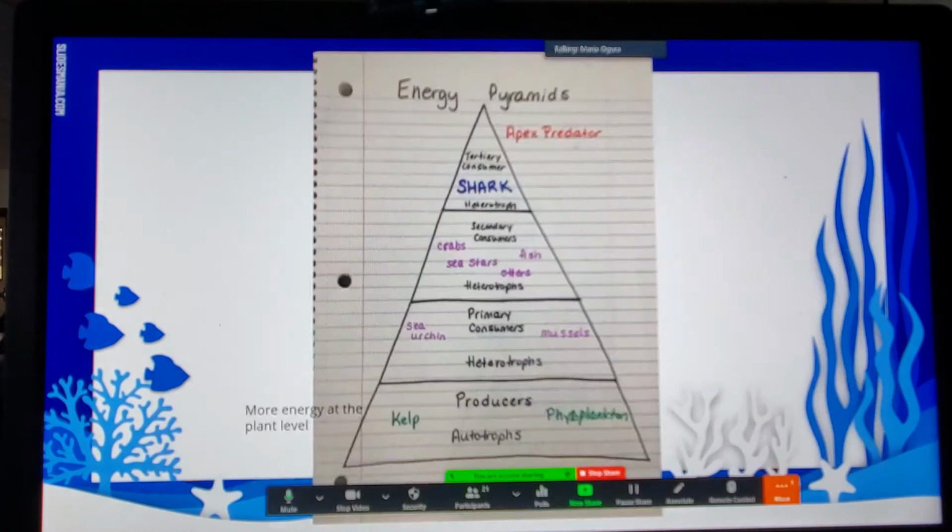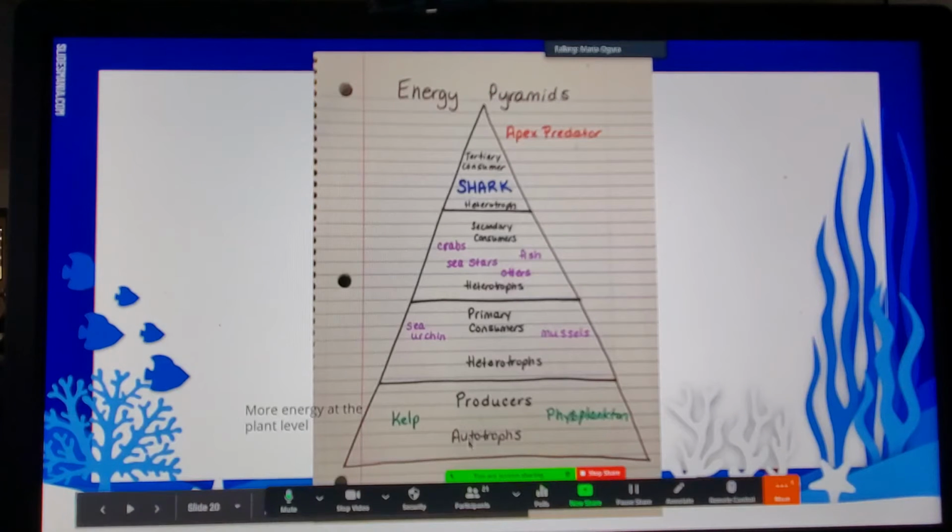We need to have a lot of food down here to be able to sustain eventually everybody all the way up here. But we're going to see that tertiary consumers at the top, the apex predators, they need to consume a lot. They need to eat lots of crabs and lots of otters in order to sustain themselves. So, yeah, more energy down here in the plant level. And it's freshly made from the sun.